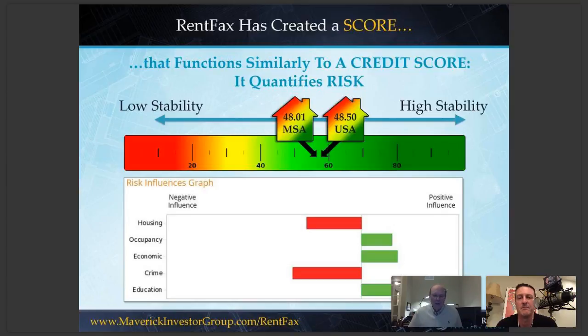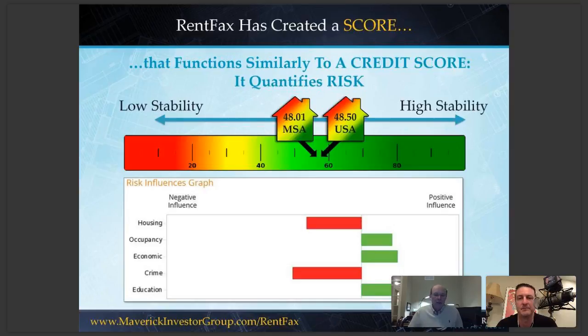I want to also point out that the report shows an index number for the MSA, or the metropolitan statistical area, such as Atlanta or Kansas City. But it also allows you to compare it to a USA number. So you can be looking at a property in Pittsburgh, and you can look at one in Toledo, and look at those two USA numbers and have a true comparative of where those two properties sit relative to this index.